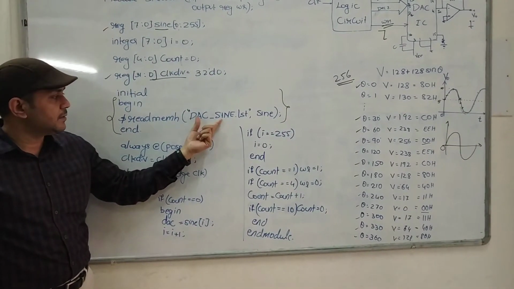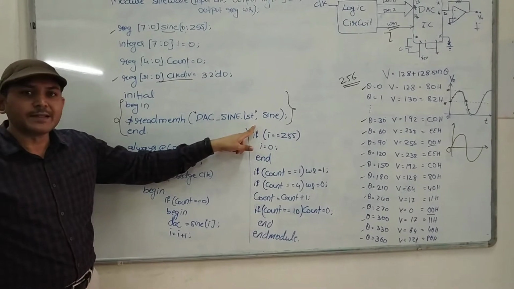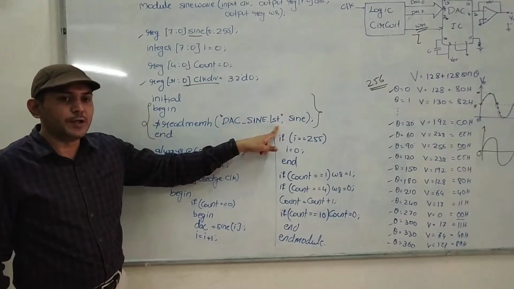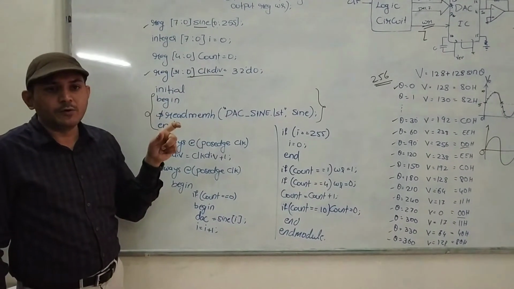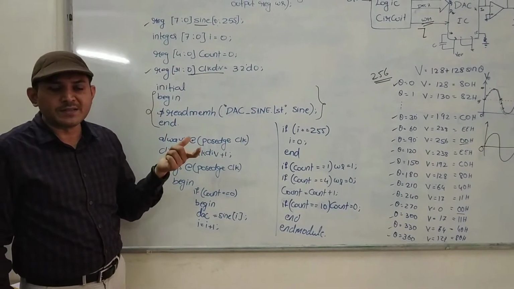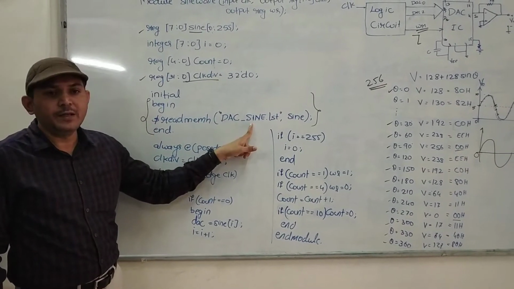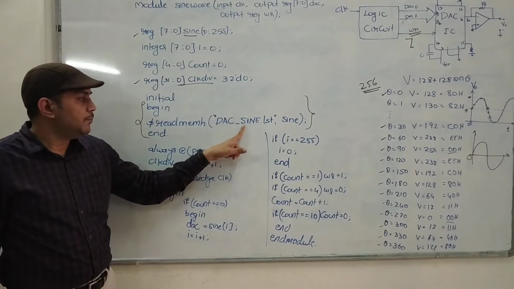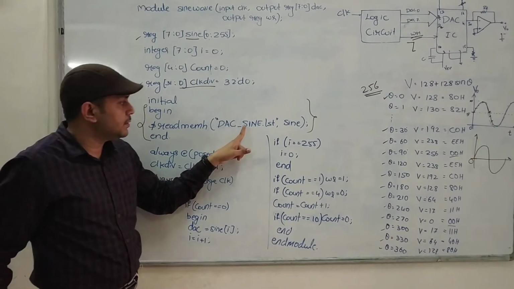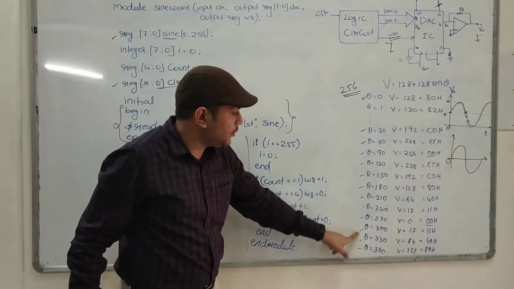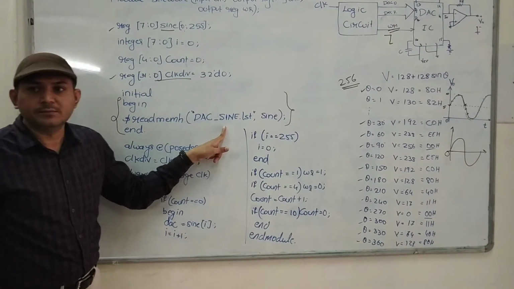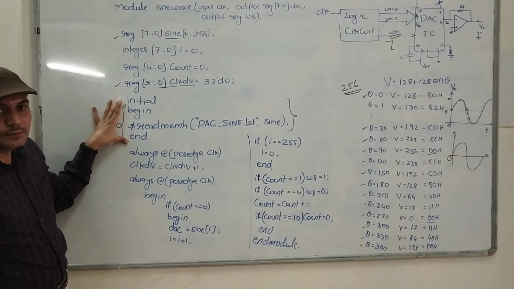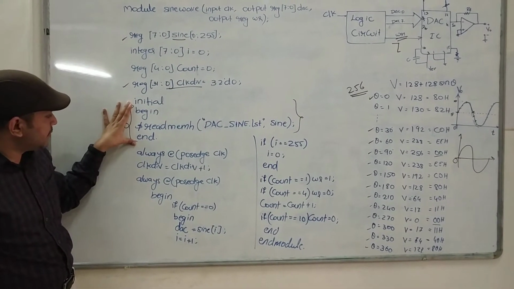I have named it DAC_sine, and it is available on your screen. You have to include it in your folder where you have kept the program. Where the program is, this file has to be copied. That is the extra thing you have to do, because the calculated values are stored in this file. That is the reason. This will be called only once.